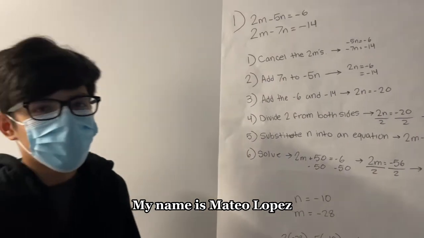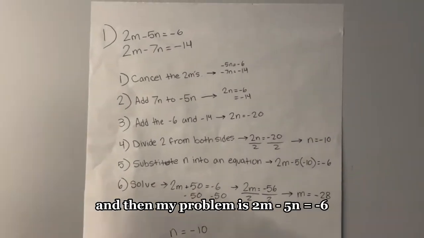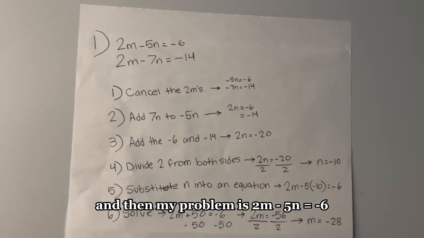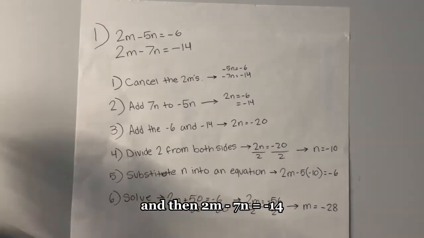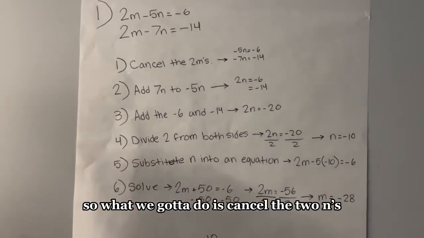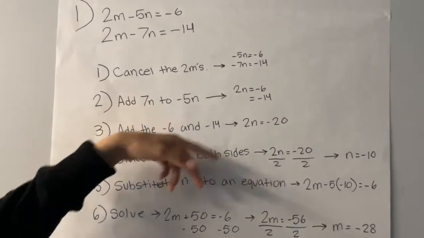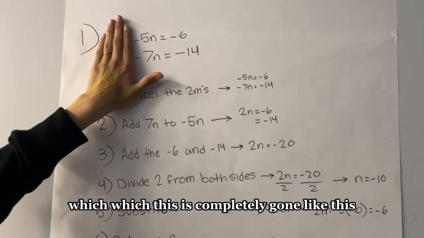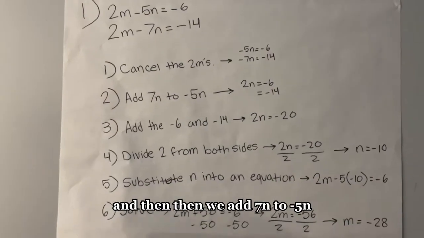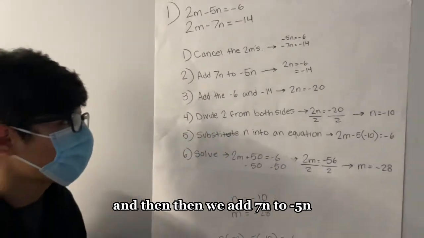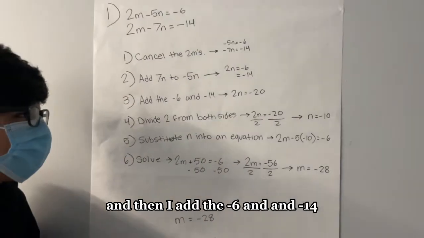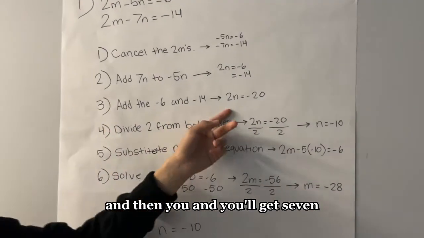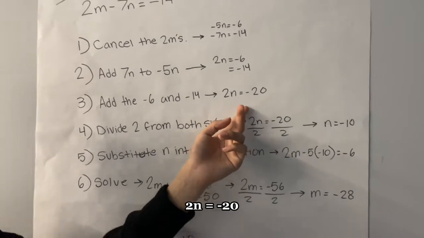My name is Mateo Lopez, and my problem is 2m minus 5n equals negative 6, and 2m minus 7n equals negative 14. So what we gotta do is cancel the 2m's, so they're completely gone like this, and then we add 7n to negative 5n, and add the negative 6 and negative 14, and then you'll get 2n equals negative 20.